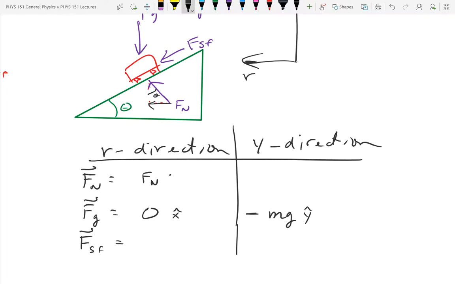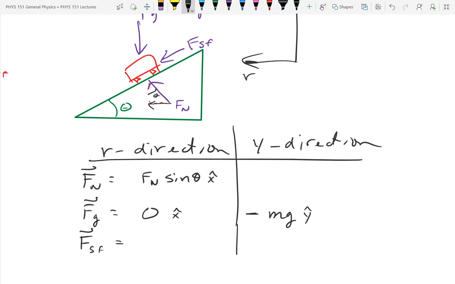So it's going to be positive force normal. That's the opposite side of the triangle, so sine theta in the x direction. How big is force normal? I do not know. I put force normal without a vector sign. That means the magnitude of force normal. It's an unknown.